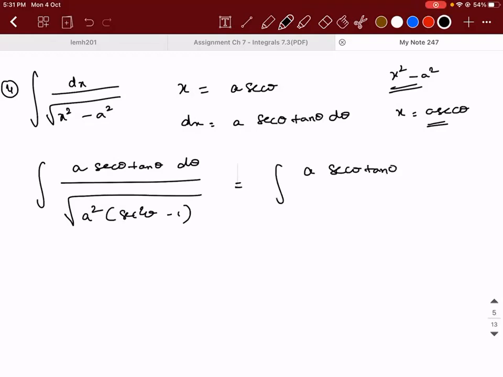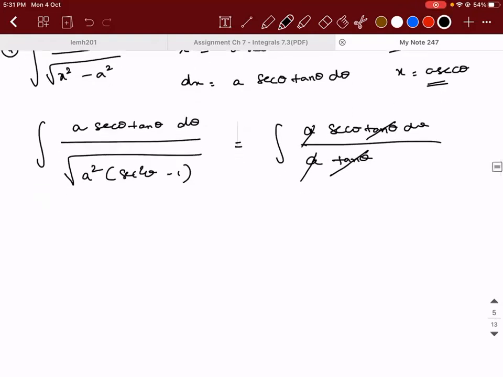So it will be secant theta tan theta divided by a into tan theta. So a and a will get cancelled, tan theta will cancel. You understood what happened? Secant square theta minus 1 is tan square theta, under a root is tan theta. So what is the integral of secant theta d theta?